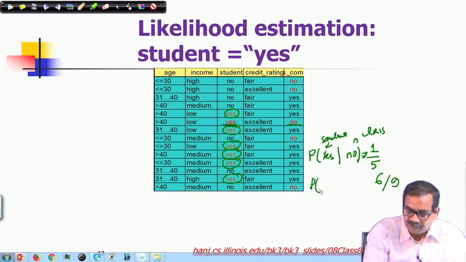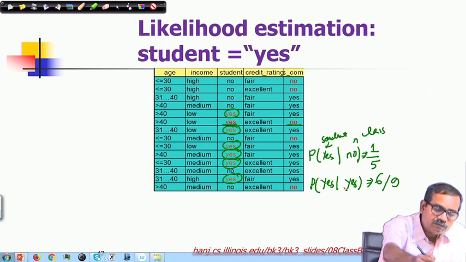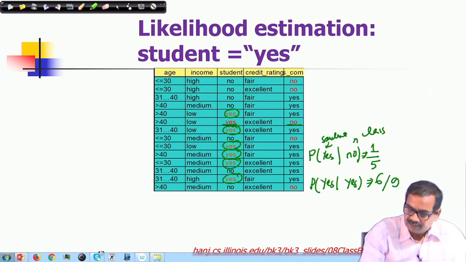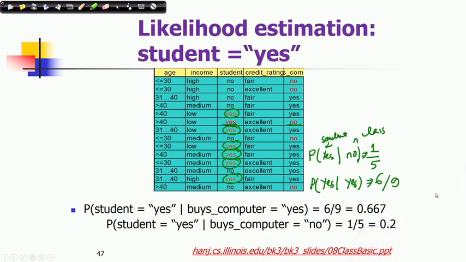So, probability of student equals yes given the class yes is 6 by 9. Let us see once again. So, this is how the likelihood of the attribute value student equals yes given the classes could be computed.